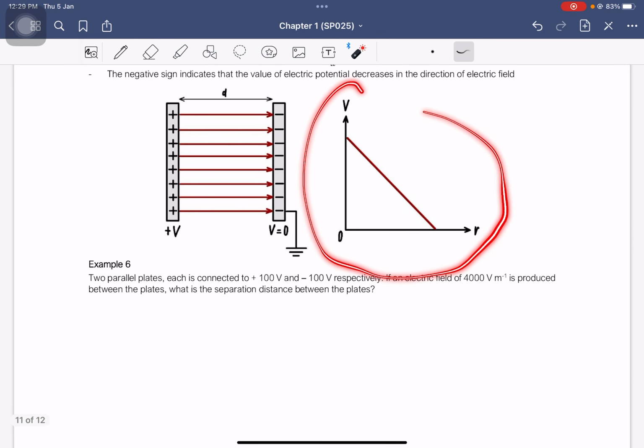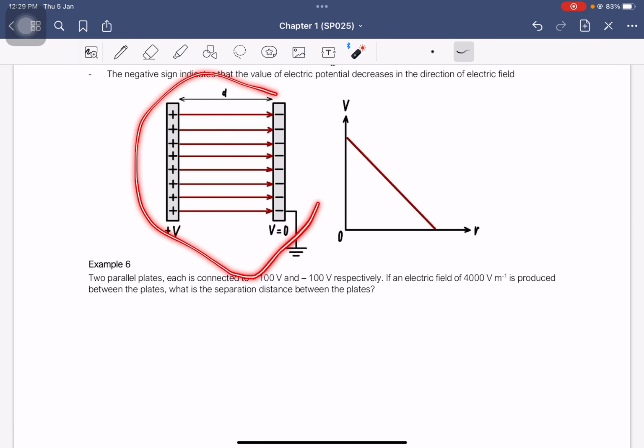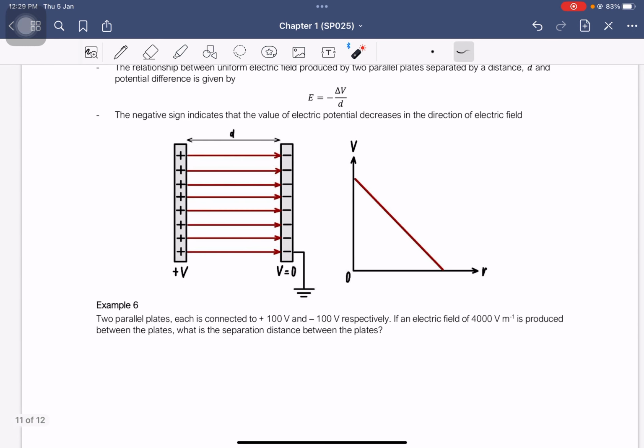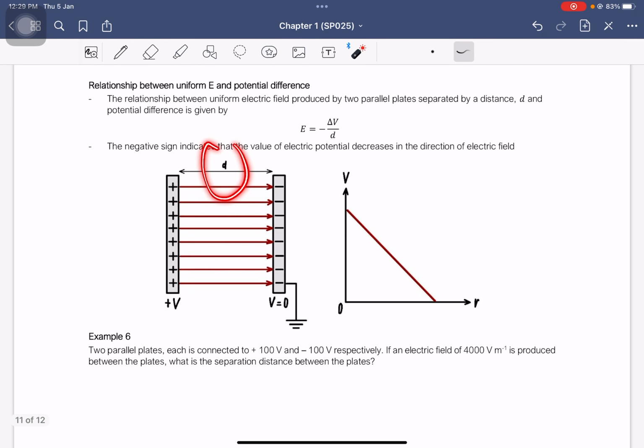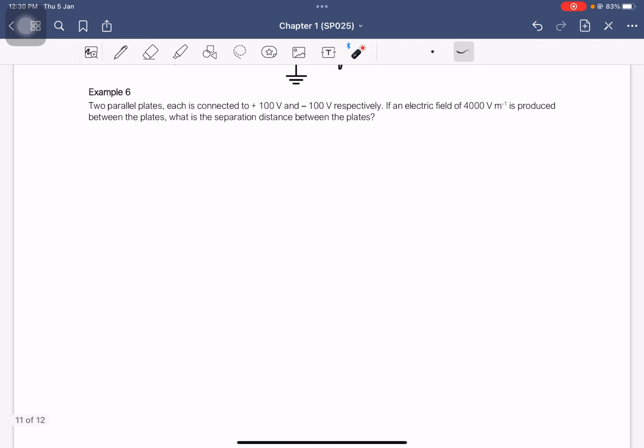Okay, so this is just a graph, an example of an electric field with its parallel plates, and D is the distance between these parallel plates. All right, so now let's look at example number 6. We have two parallel plates connected to positive 100 volt and negative 100 volt respectively. So that is just telling us the delta V.